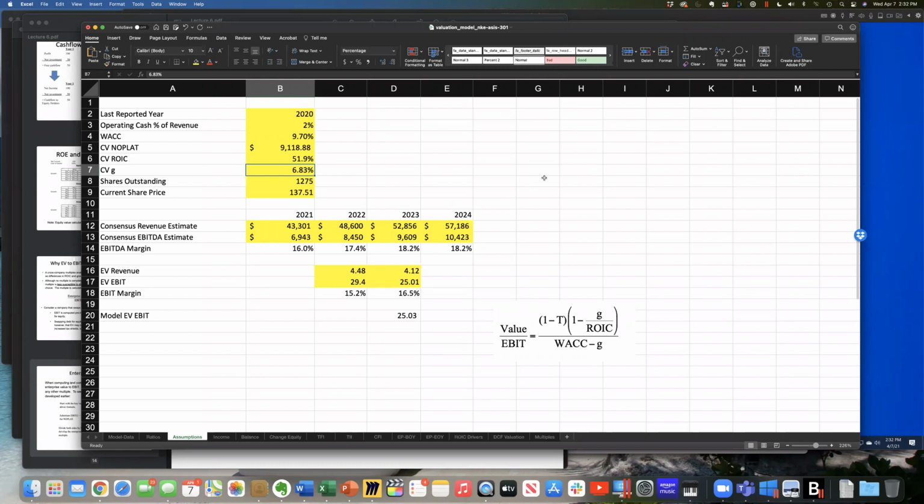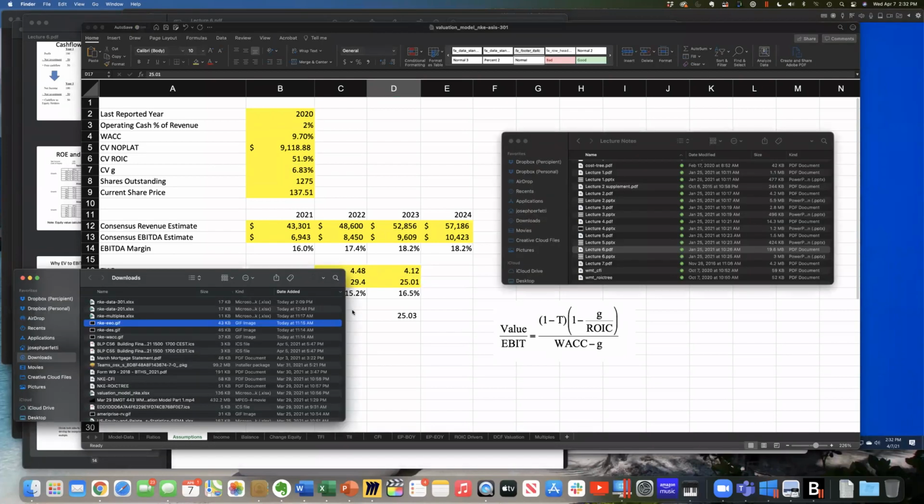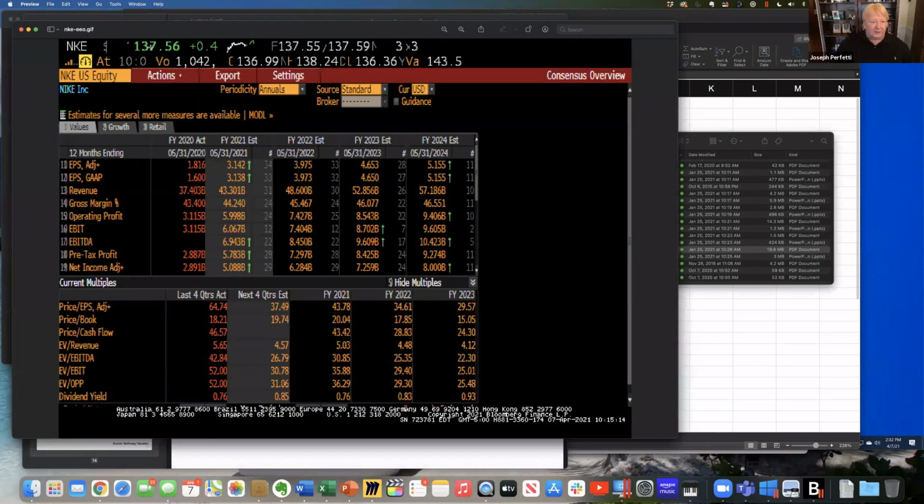Yeah, Professor, I have a quick question. I'm just confused, what's the connection between the EV to EBIT and what we just calculated? So this EV to EBIT is based on the $137.56 share price we're observing in the real world.